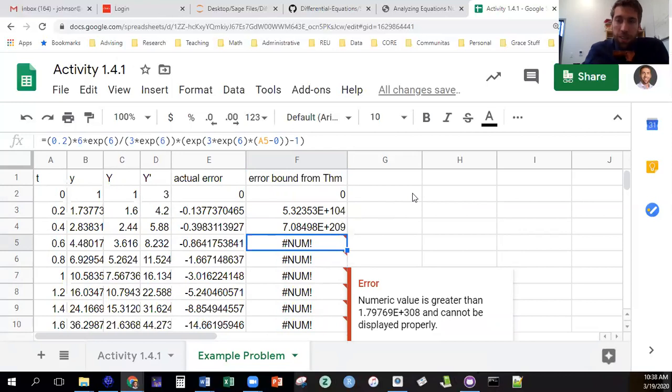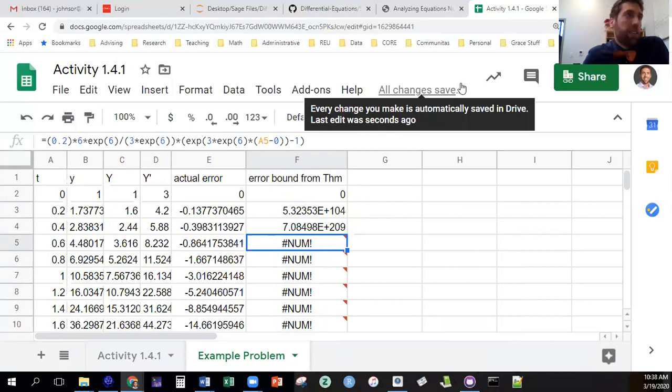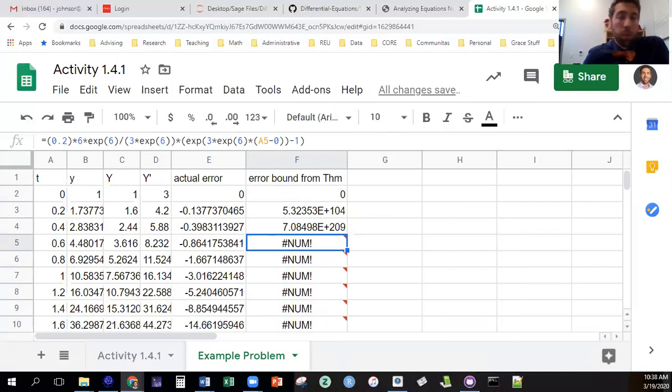Okay, so that's how you would do question 7. All right, or that's an example similar to question 7.